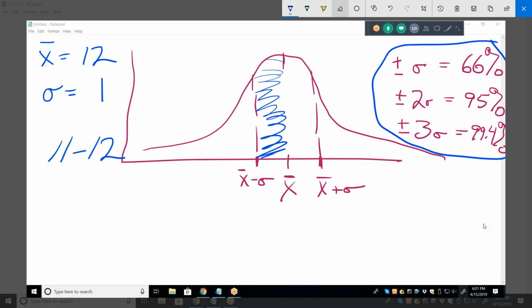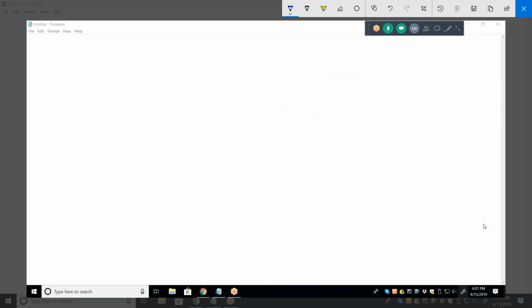Since they haven't taught you about Z-scores, that's the only way to handle those kinds of problems. If they were saying, what area lies less than 1.5 standard deviations, then you can't do it the way we just did it. Okay. All right, what else you got?